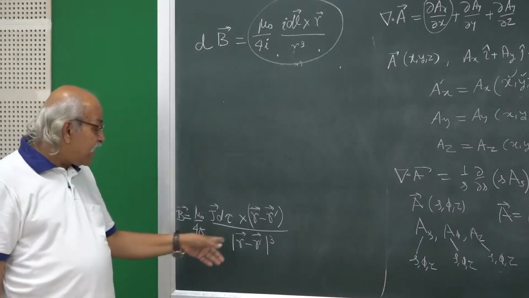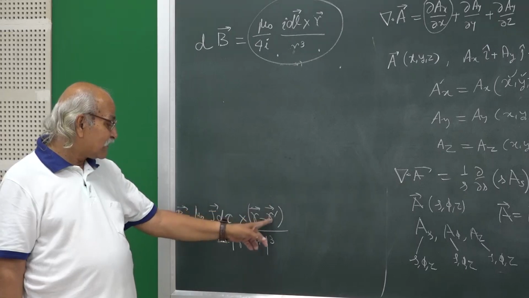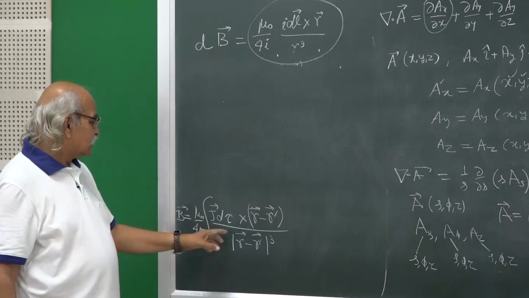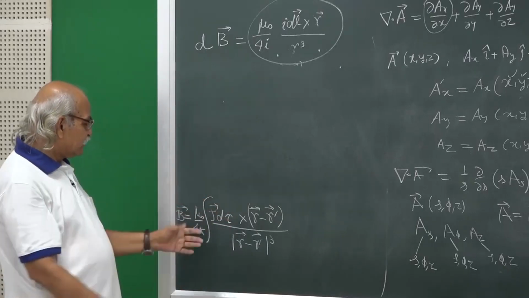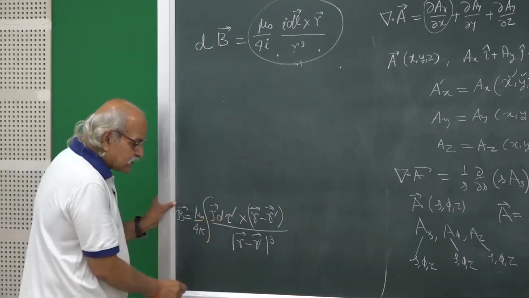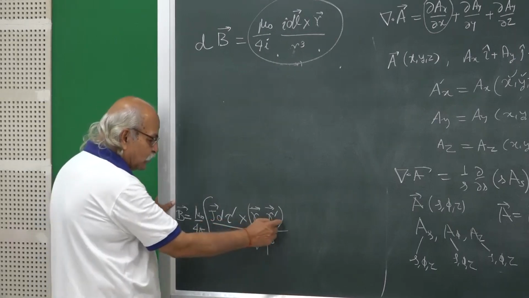Okay, and vary this r, not this r prime. So this is our integration with the entire current distribution. That is the magnetic field. Now it is integration over r prime. Okay, remember this integration is over r prime.